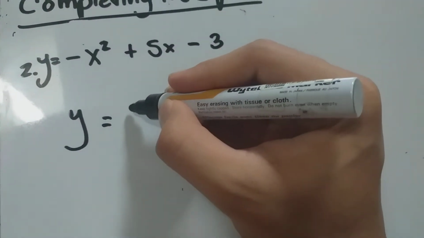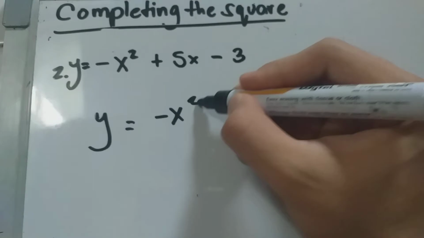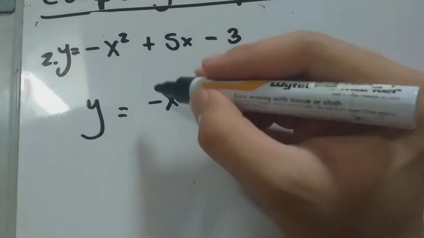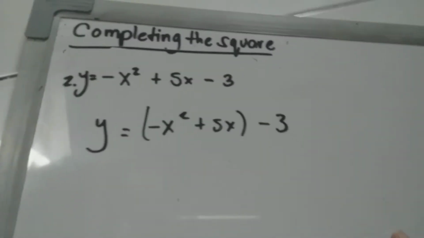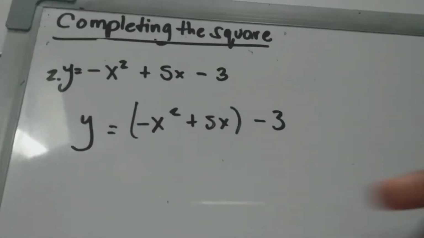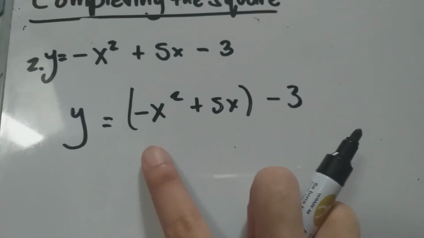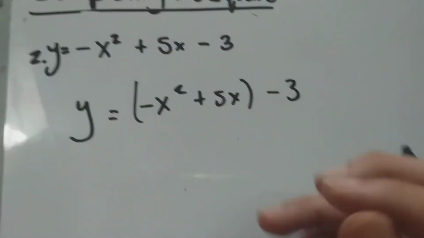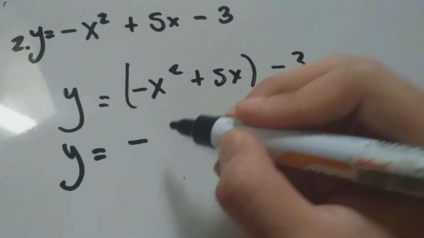So it becomes, you do that first, negative x squared plus 5x minus 3. So that's what it is. I just grouped the x squared and the x. Now, what if there's a negative? You can't have a negative x squared. So what you're going to do is factor the negative out of there. You just put out the negative sign.